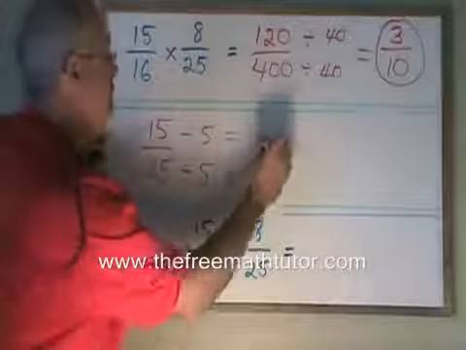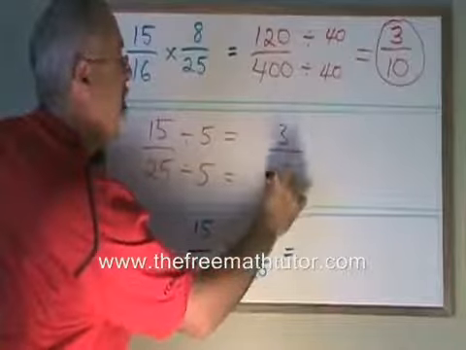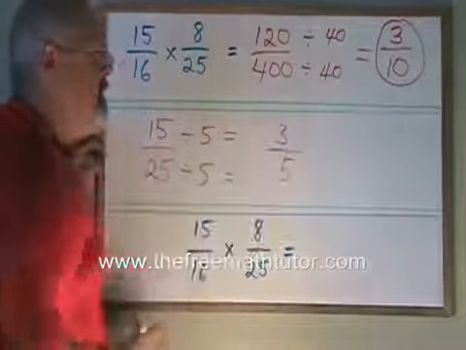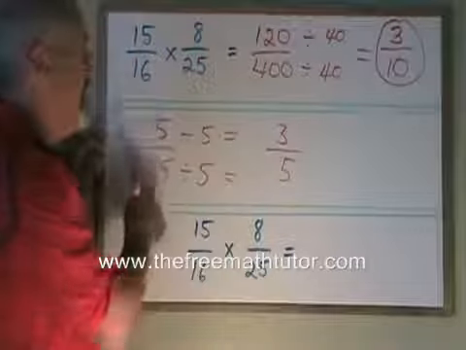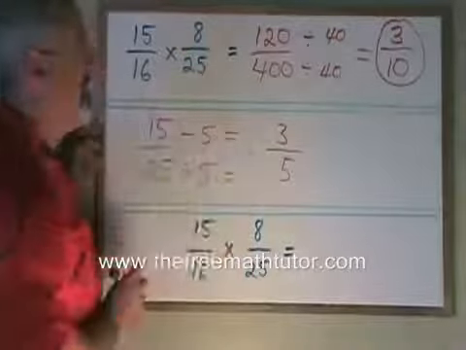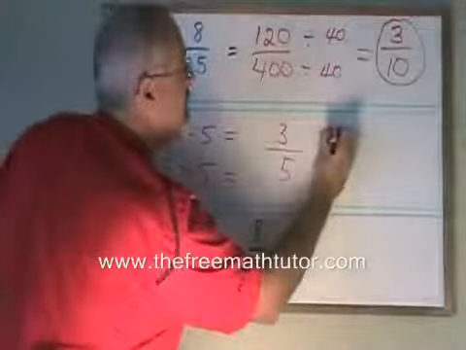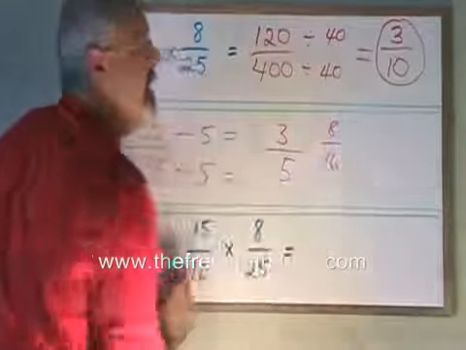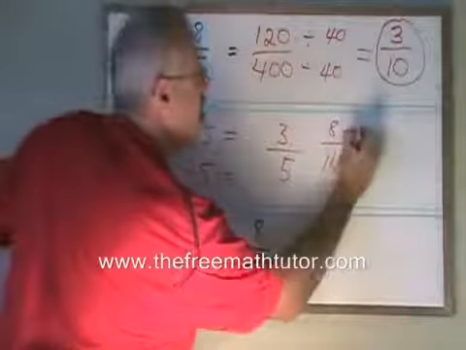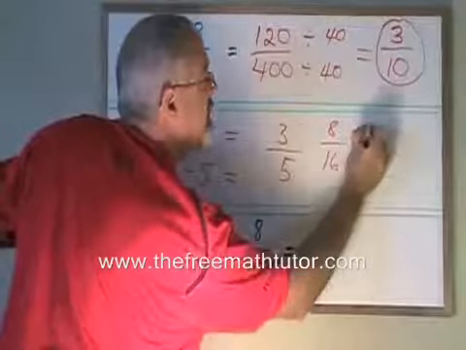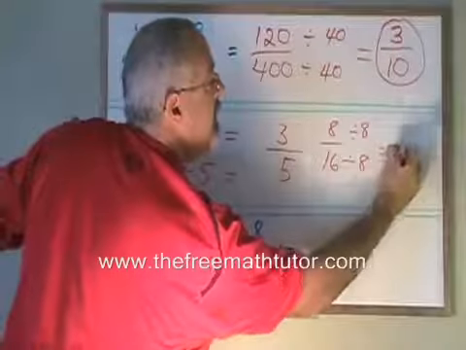And we get 3/5. That is the reduced version of 15/25 brought to lowest terms. And we can do the same thing with 8/16. If we have 8/16, they have a common factor of 8. We can divide both top and bottom by 8 and we get 1/2.